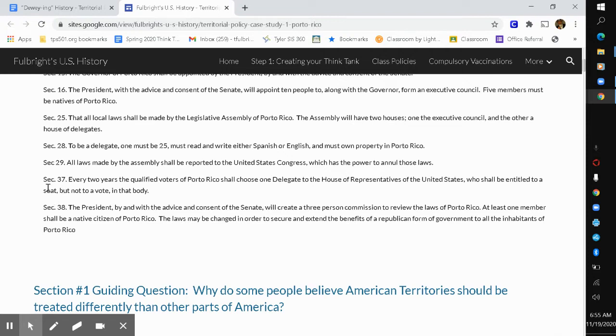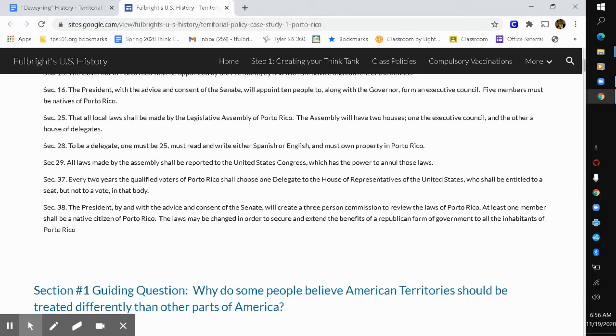Section 37. Every 2 years, the qualified voters of Puerto Rico shall choose one delegate to the House of Representatives of the United States who shall be entitled to a seat, but not a vote in that body. So they get to send somebody more or less just to watch. If they can't vote, do they have much importance in Congress?